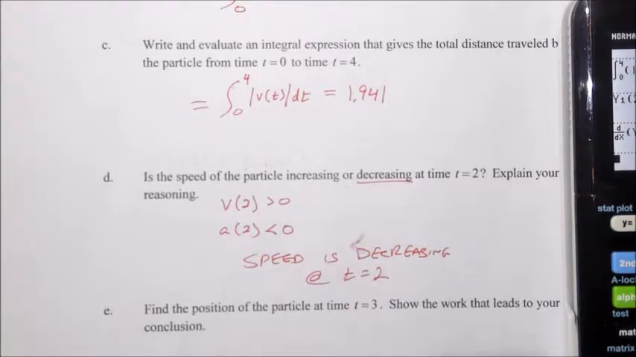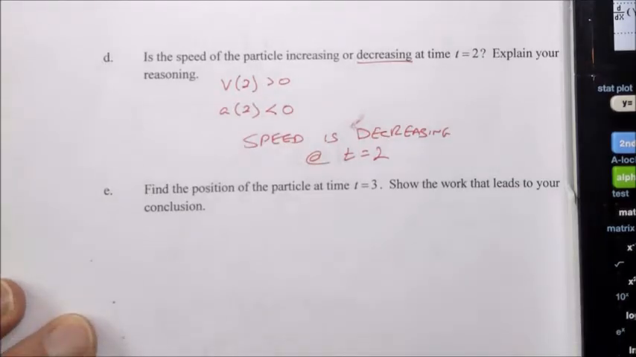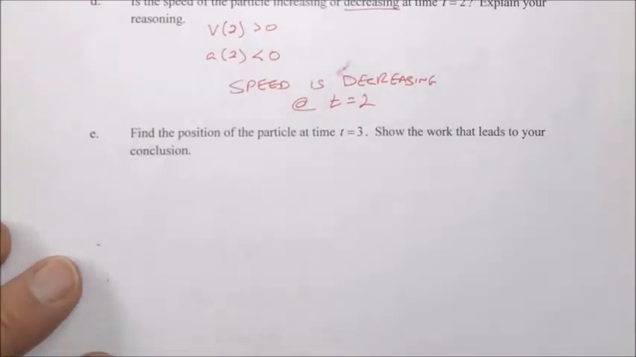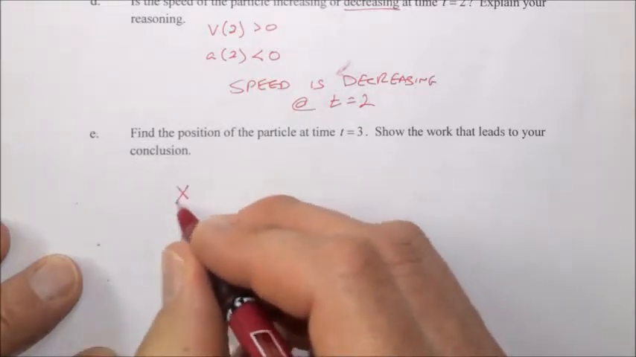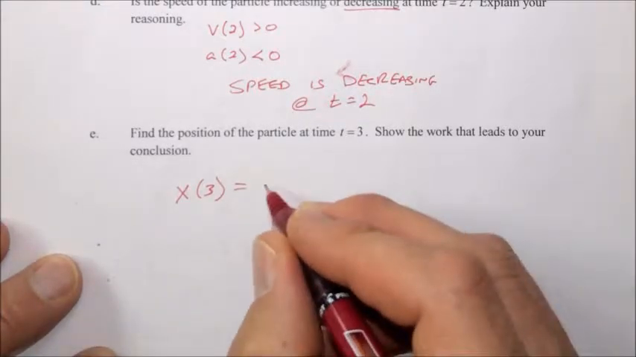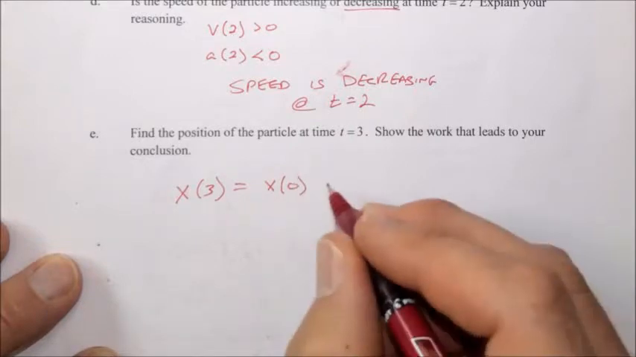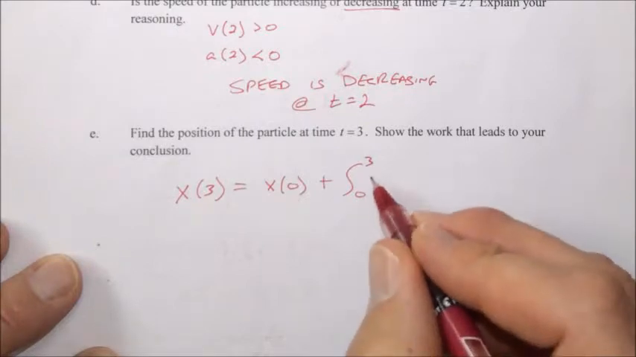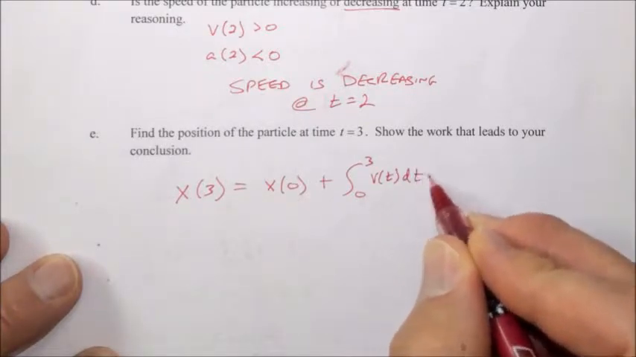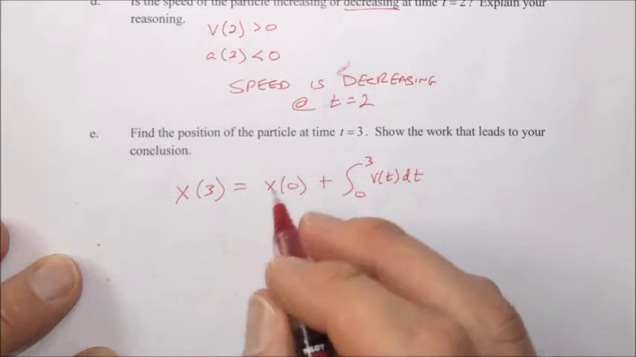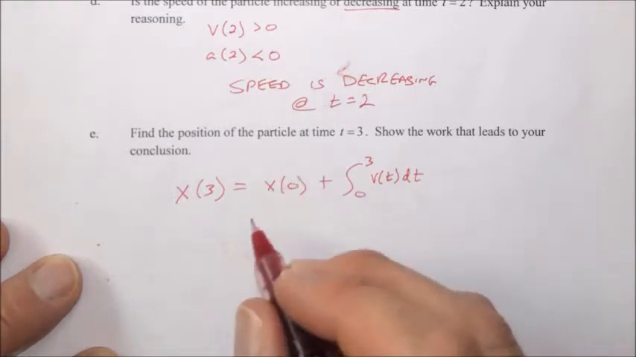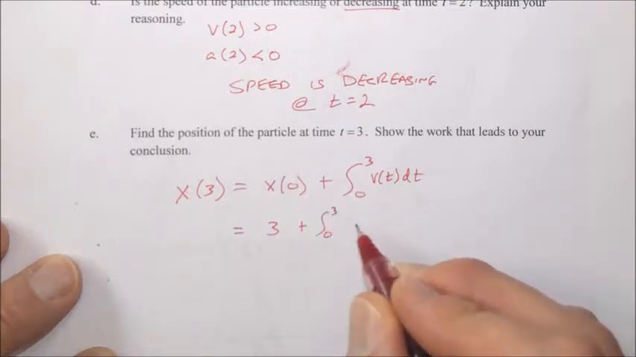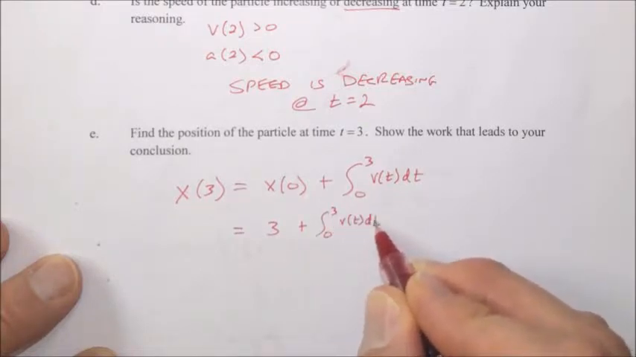And finally, we need to find the position of the particle at time t equals 3. Show the work that leads to your conclusion. This is the same thing as the other side. Our position at time t equals 3 is the position at the time we already know, which is 0, plus all the change from 0 to the time we're trying to find, 3, of our velocity function. There is no absolute value here. We know that x of 0, way at the top of the page, is 3. So we have 3 plus the integral from 0 to 3 of our velocity function, dt.